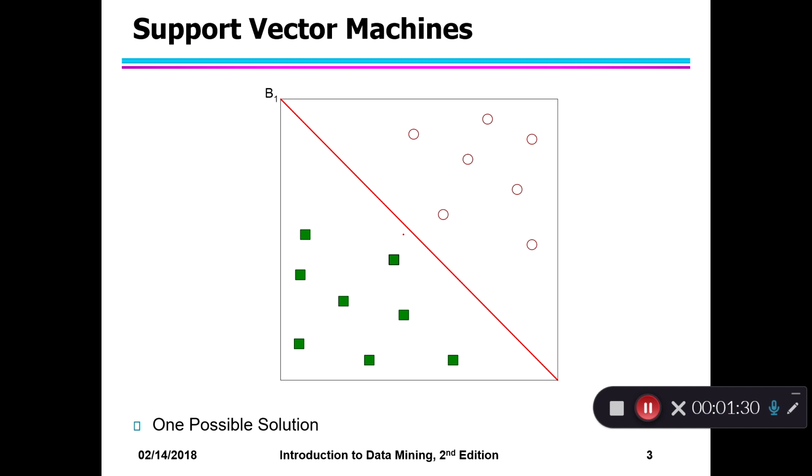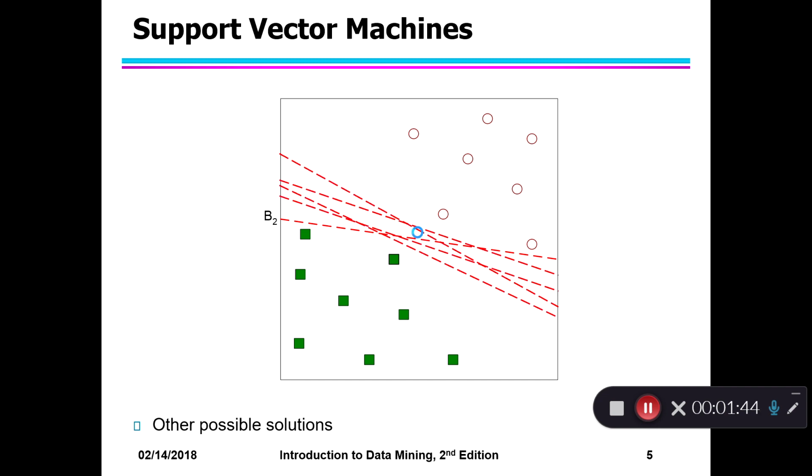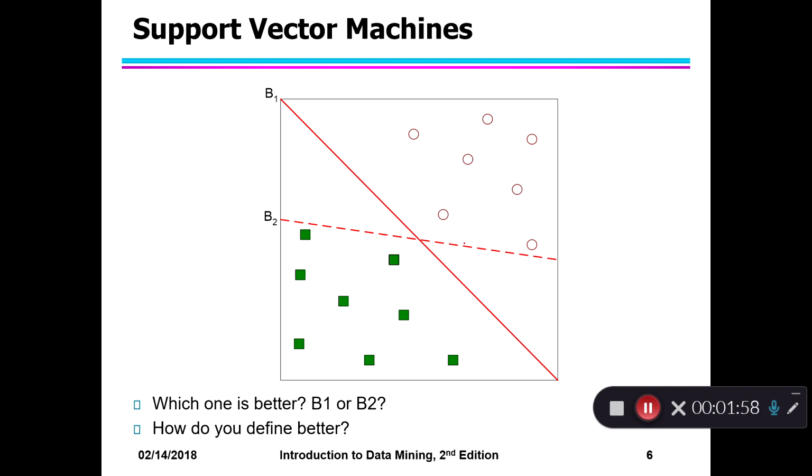We can even draw another hyperplane like this, B2. Similarly, we have n possibilities to draw a hyperplane. As we can see, we can draw as many as possible between these two different data sets. So the next question which arises is, which one is better?